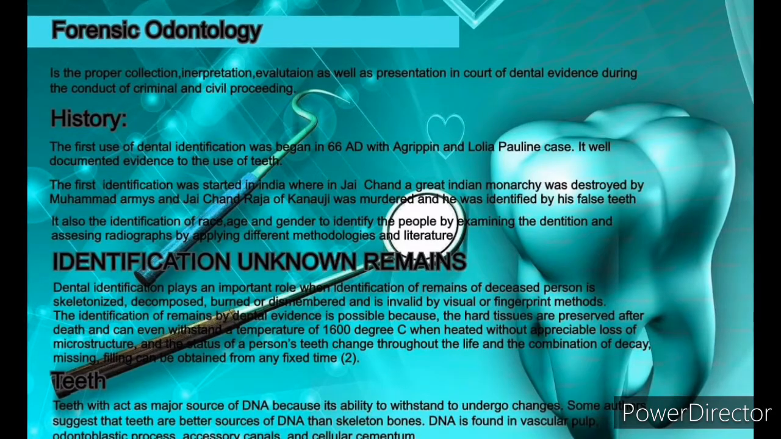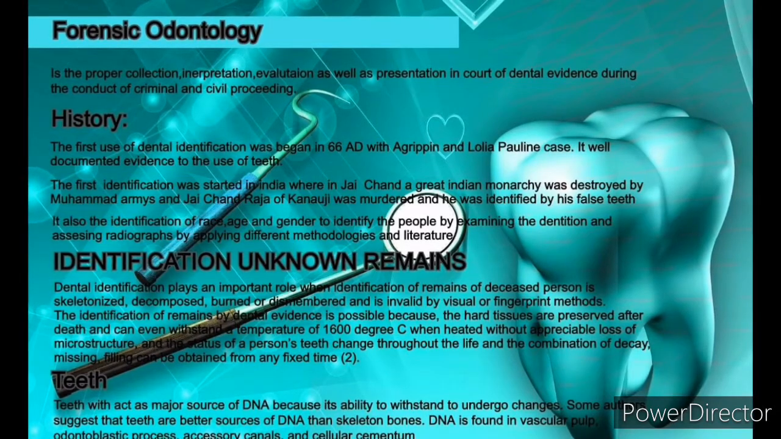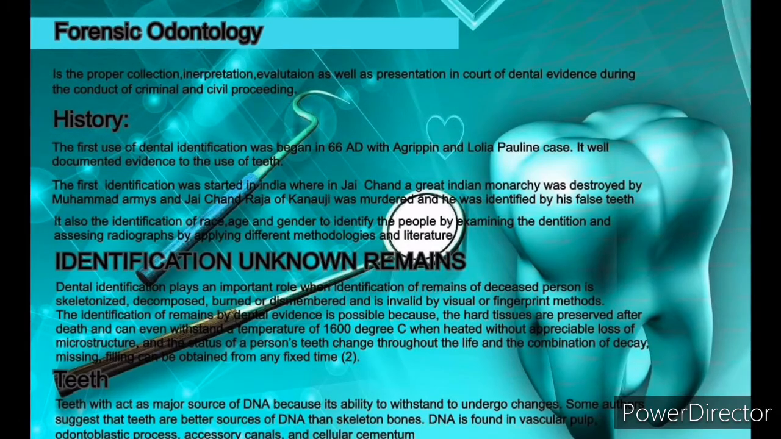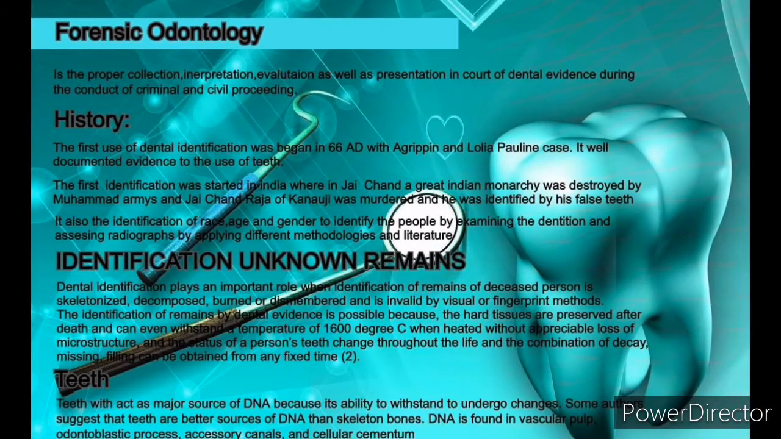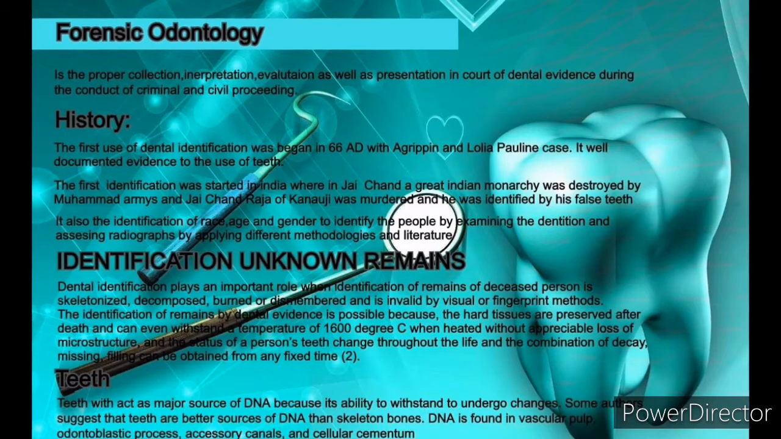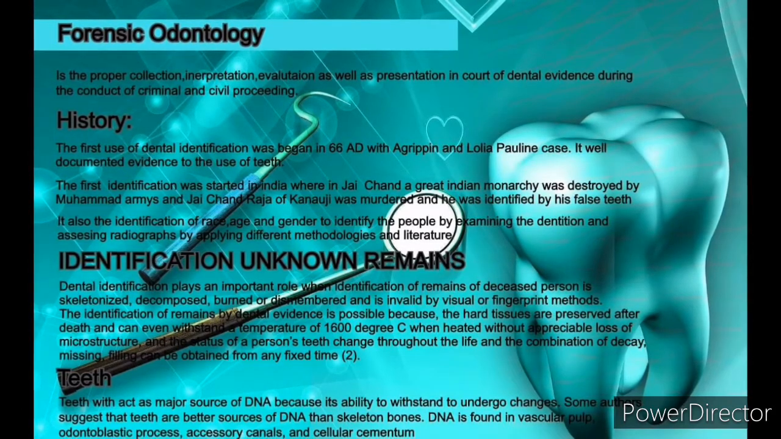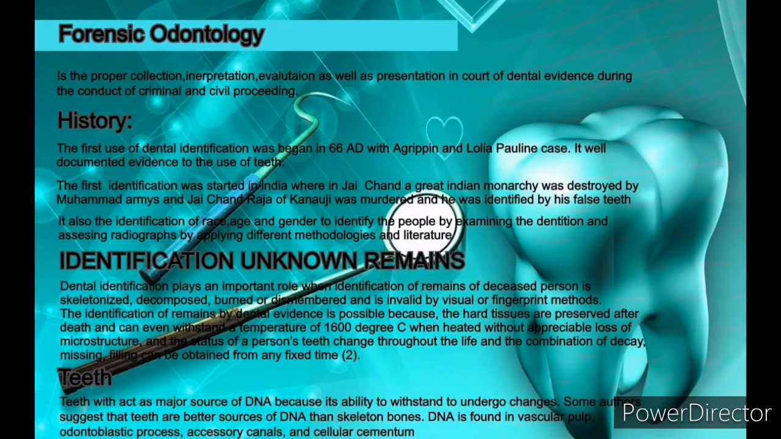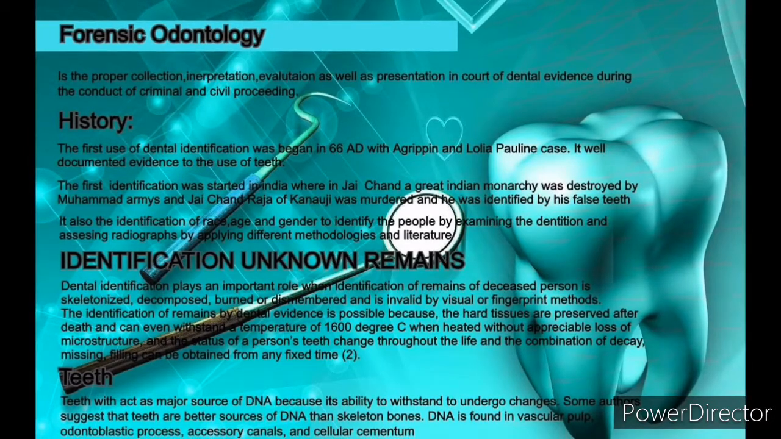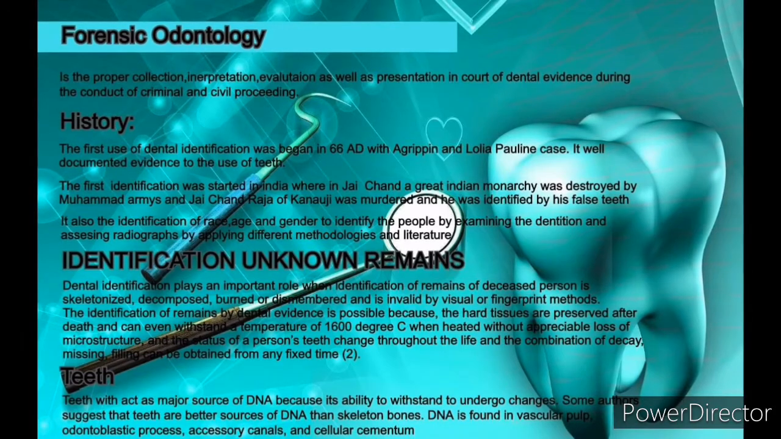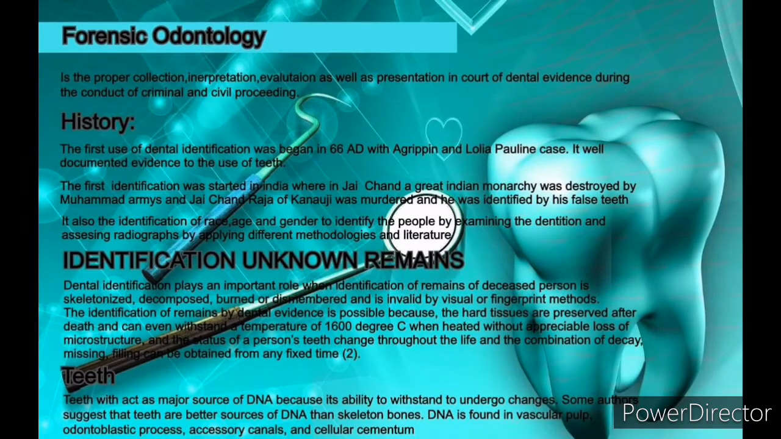Teeth act as a major source of DNA because of their ability to withstand change. Some authors suggest that teeth are better sources of DNA than skeletal bones. DNA is found in the vascular pulp, odontoblastic process, accessory canals, and cellular cementum.